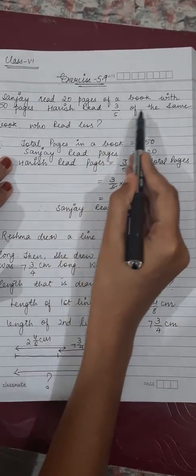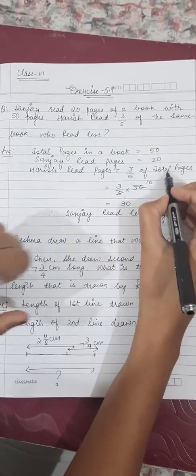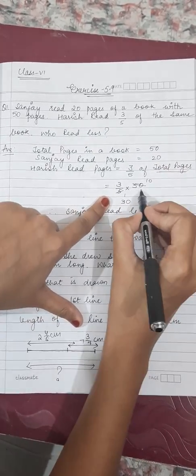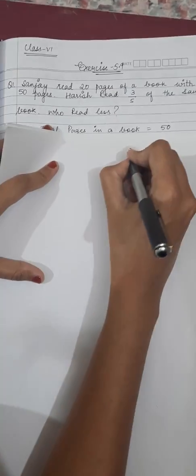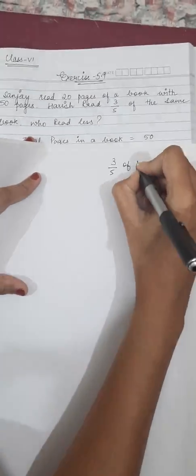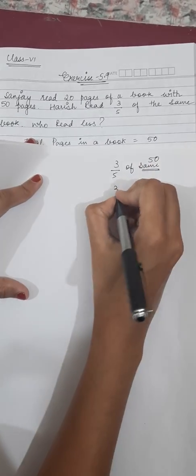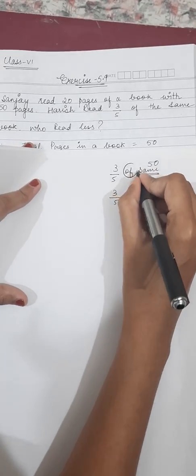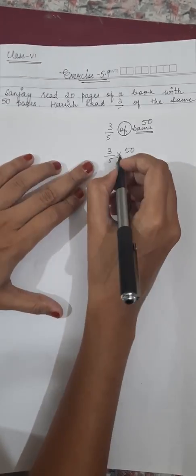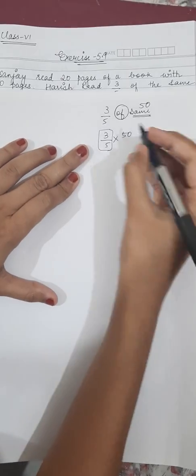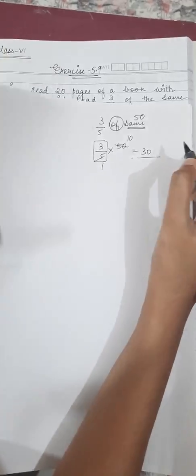Harish read 3/5 of the same book. 3/5 of the same book, and in the same book how many pages were there? Total pages were 50. So this line, how we are going to write? 3/5 of same book, and same book means having how many pages? 50 pages. 3 upon 5. Now this of means multiply 50. Out of this 50, he has read 3 by 5, right? Now let us solve. 5 ones are 5, 5 tens are 50, that means 30 pages.